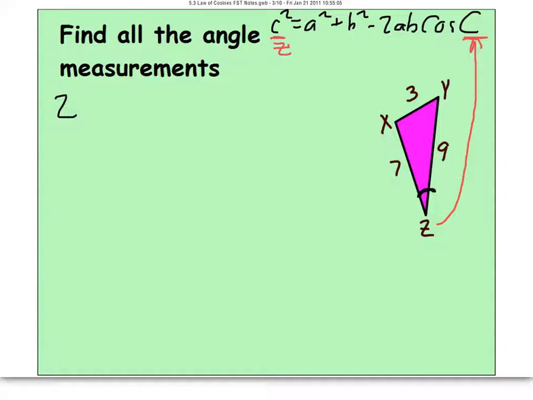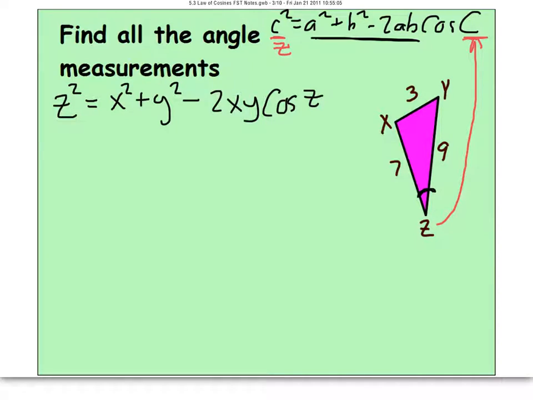We want to have Z squared because I want to end it with the cosine of Z. And then I just fill in the formula with the other two letters, in this case x and y. So it'll be x squared plus y squared minus 2 times xy times the cosine of Z. So let's associate again. The 3 goes with the Z, the y is the 7, the x is the 9. Let's fill in the information. Z is 3, x is the 9, again y is 7.